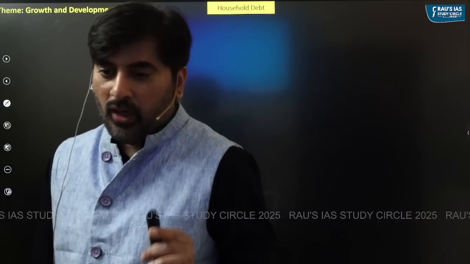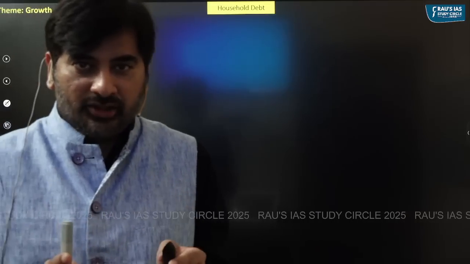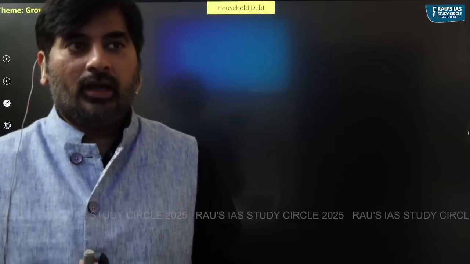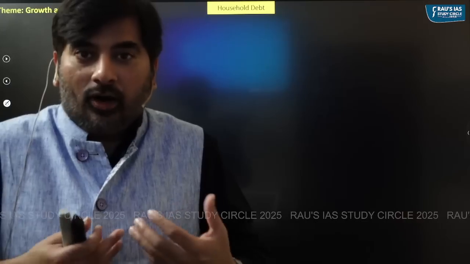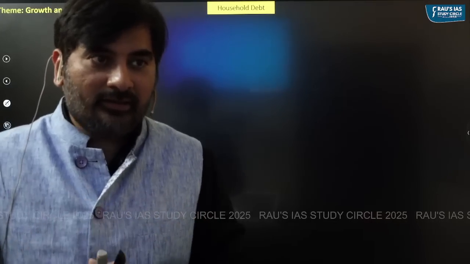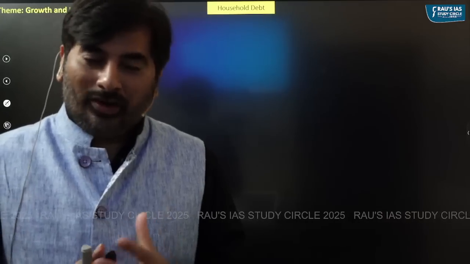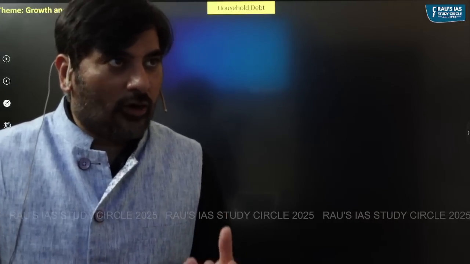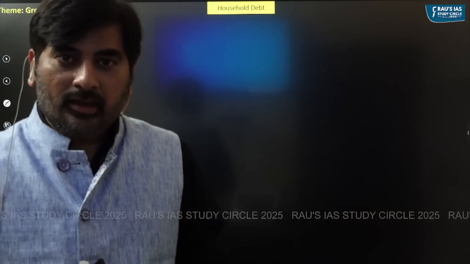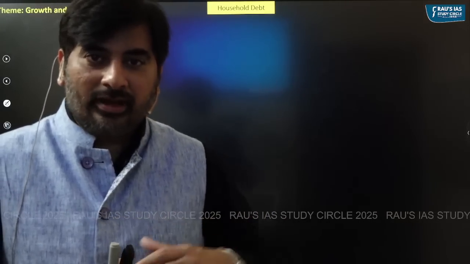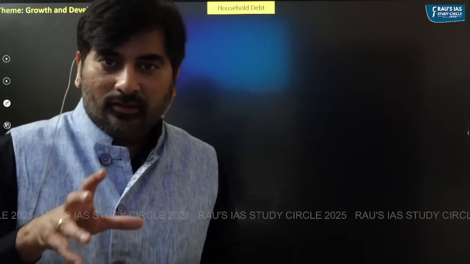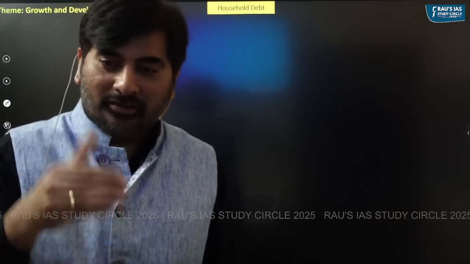Now, with respect to household debt, one important recent development which has taken place in India is that household debt has drastically increased. That is, the borrowings by households have drastically increased, and this could have repercussions on the Indian economy. What kind of repercussions? If households have borrowed more money, it means that they will have to pay more interest on the loans which they have taken. More interest means what will happen to the demand for goods and services?